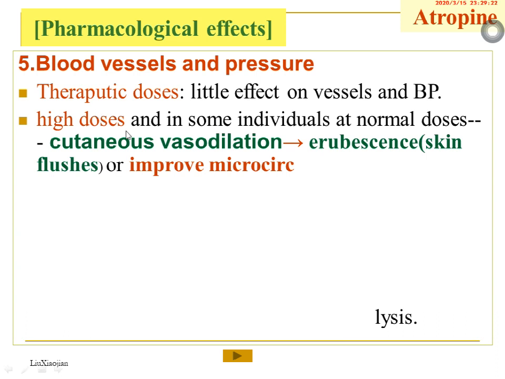Okay. Atropine also has effects on blood vessels and pressure, but usually at therapeutic doses, it has effects on the smooth muscle, glands, and eyes. Atropine has little effect on vessels and blood pressure, unless used in higher doses. In some individuals at normal therapeutic doses, atropine can induce cutaneous vasodilation. The response is erubescence, which means skin flushing, especially in the face and the neck. Actually, this response has a significance of improving microcirculation.